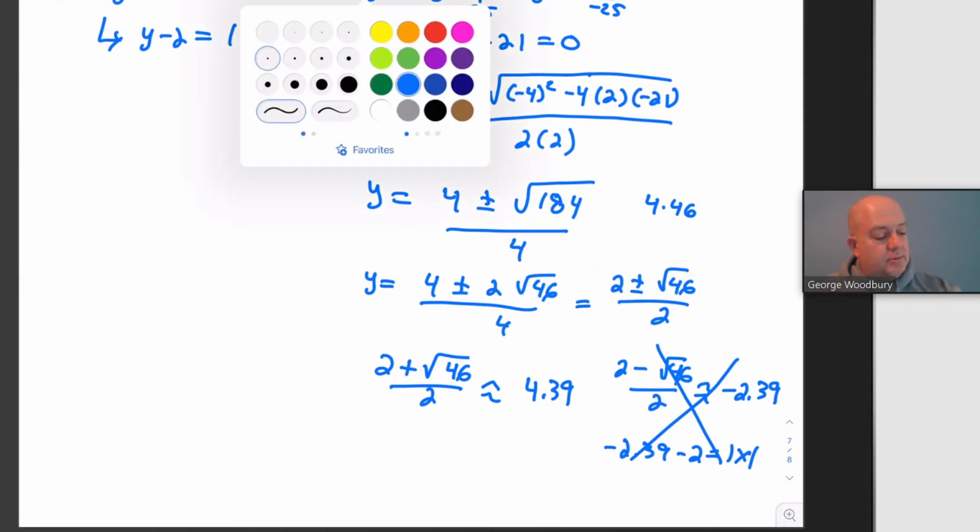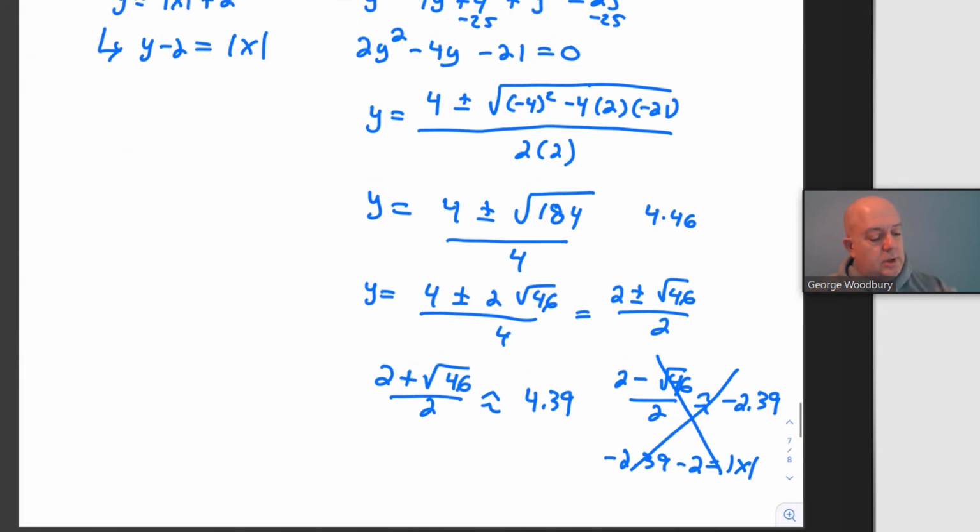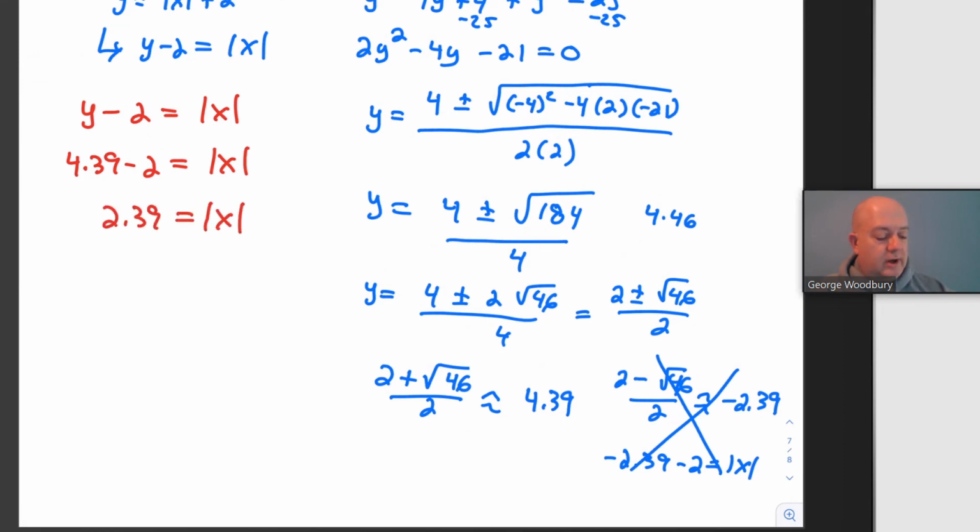So let's take that back up to here. Y minus 2 equals the absolute value of x. 4.39 minus 2 equals the absolute value of x. 2.39 equals the absolute value of x. And when we solve that, x is either 2.39 or negative 2.39. Those are approximate solutions. If we wanted the exact solutions, we have to subtract 2 from that. So let me write that as approximate.